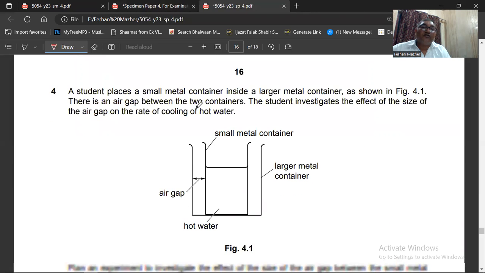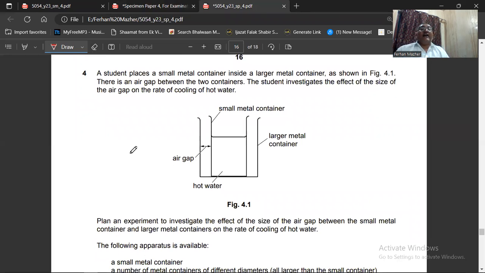The next question coming up on your screen is question number 4. It says a student places a small metal container inside a larger metal container, as shown in figure 4.1. There is an air gap between the two containers. The student investigates the effect of the size of the air gap on the rate of cooling of the hot water. So here we have a smaller container filled with hot water, placed in the middle of the larger container. This is the air gap between the walls of both containers, and we note down how much time it takes, to investigate the rate of cooling.